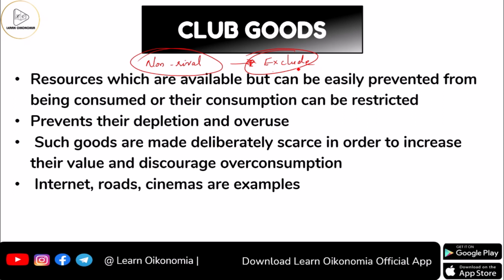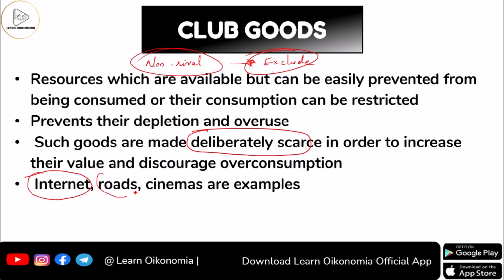These are certain goods that are deliberately scarce in order to increase their value and discourage overconsumption. Deliberately scarce means human attempts are made to make these commodities scarce. Why? This is to increase the value of such resources and also to reduce human overconsumption of such goods. So we can have these as internet. If somebody uses the internet, you can also use it, so it is non-rival, but the excludable feature is there. That means if you are not making payment, you will get excluded from using it.